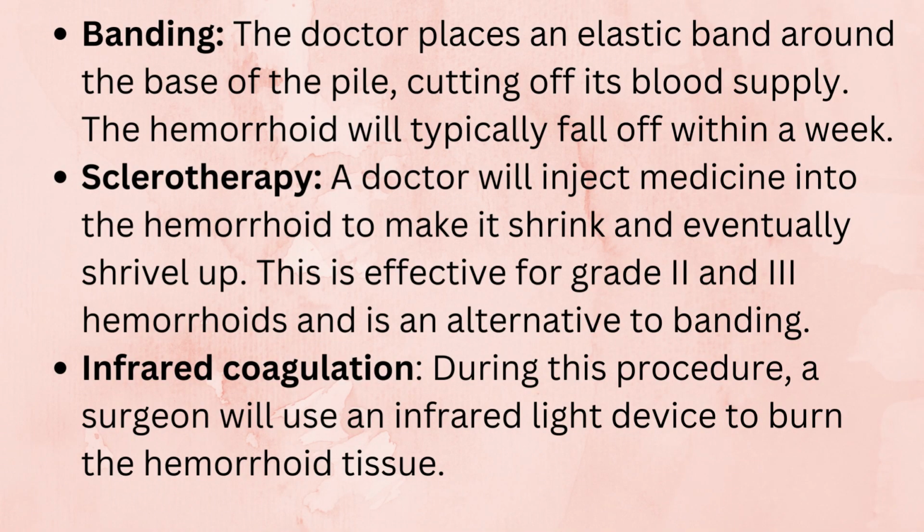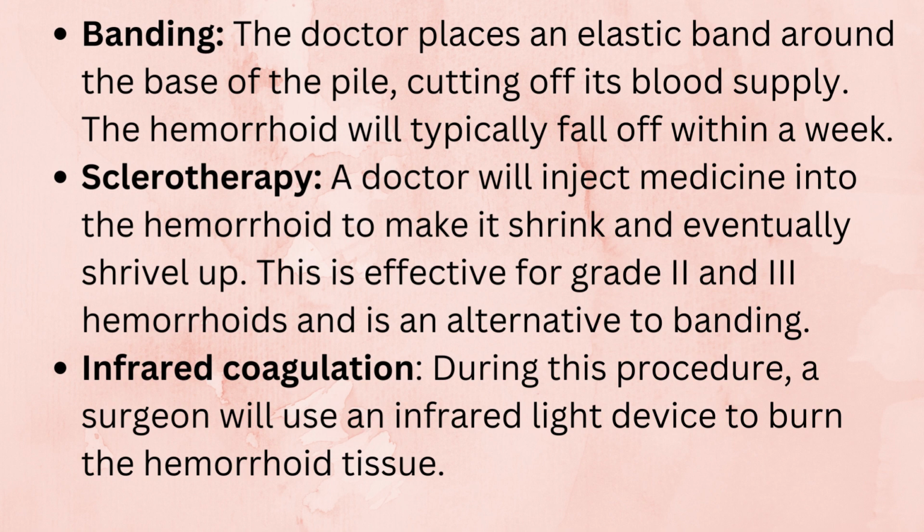Surgical options. Banding. The doctor places an elastic band around the base of the pile, cutting off its blood supply. The hemorrhoid will typically fall off within a week. Sclerotherapy. A doctor will inject medicine into the hemorrhoid to make it shrink and eventually shrivel up. This is effective for grade 2 and 3 hemorrhoids and is an alternative to banding.